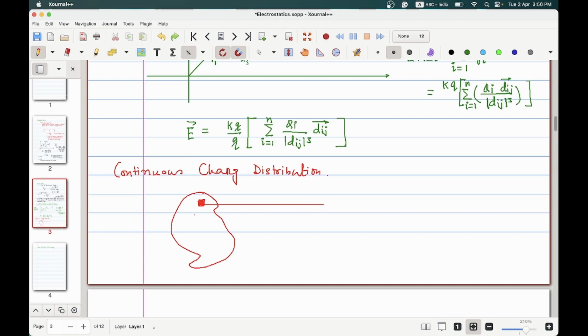So I am taking an elementary charge dq, and we want to calculate the electric field intensity at this point A, which is at a distance of r, let's say. So the electric field is a function of the r vector. For this type of case, we are specially interested in the magnitude of the electric field. So this is k integral dq by r square. We can take the integral of dq common.